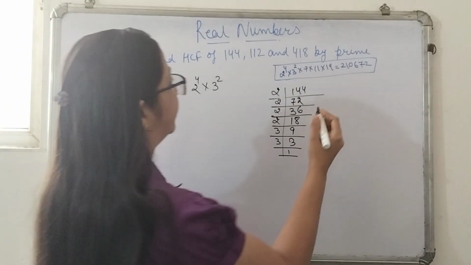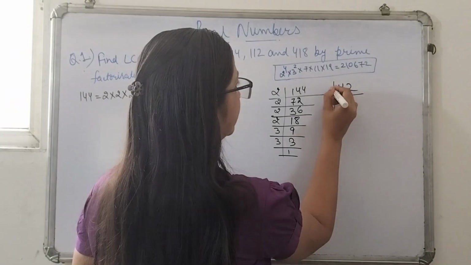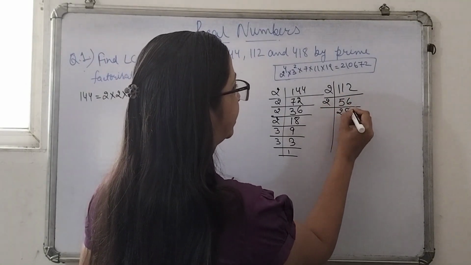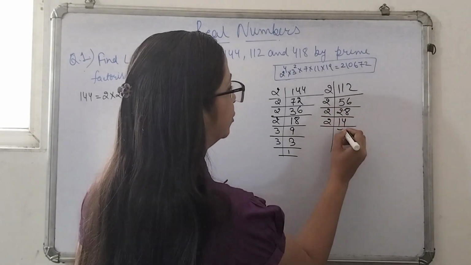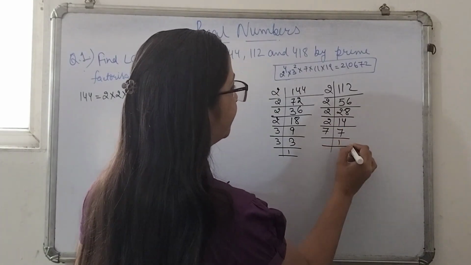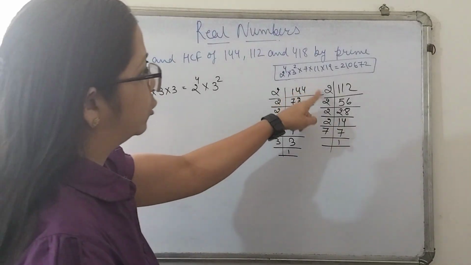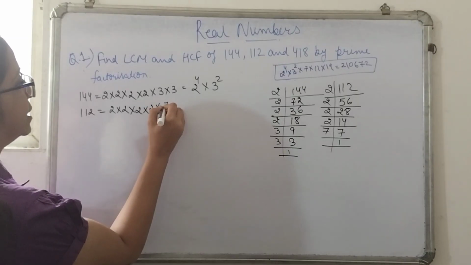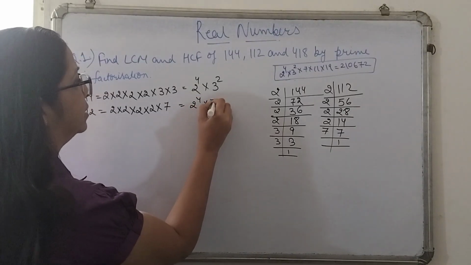Now the other number is 112. If we do the prime factorization of 112, we can divide it by 2 because it is an even number. We get 56. Again by 2, we get 28. Again by 2, we get 14. Again by 2, we get 7, and 7 1s are 7. So we can write 112 as 2 multiplied by 2 multiplied by 2 multiplied by 2 multiplied by 7. That means we can write it as 2 raised to the power 4 multiplied by 7.